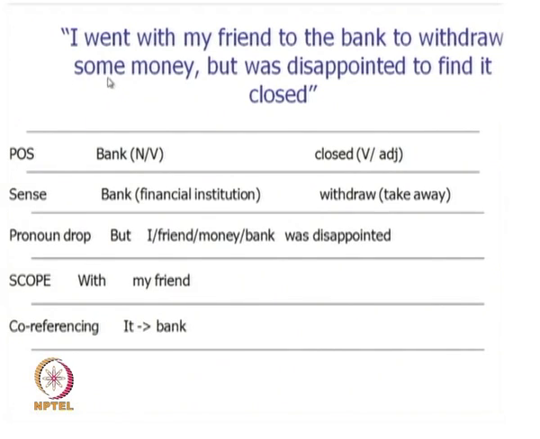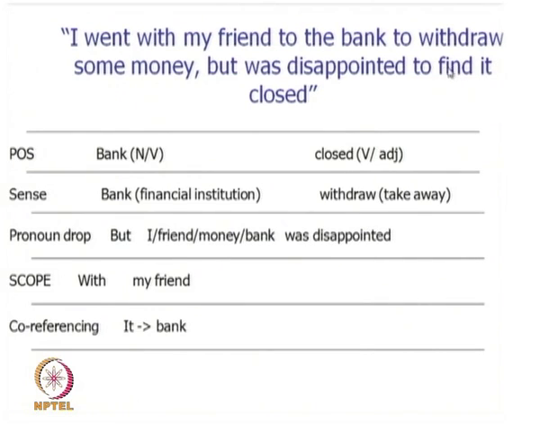Some is an adjective, it is a quantifier. Money is a noun, comma is comma, but is a conjunction. Was is an auxiliary verb. Disappointed can be both an adjective and a verb. In this case, it is a verb, but one could say, for example, the disappointed crowd, the disappointed spectators, where this is acting like an adjective. To is a preposition.